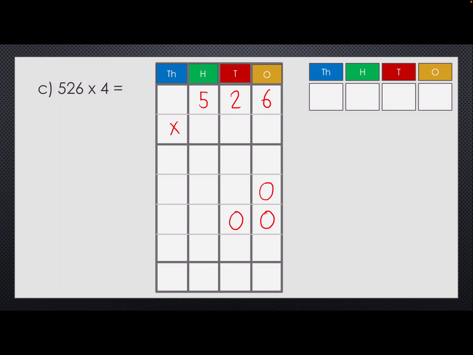526 times 4. 4 times 6. Well, 4 6s are 24. 2 6s are 12, and 24 is that doubled. 2 4s are 8, but it's actually 80, but I've already got the 0 in there. And 5 4s are 20. It's actually 2000, but I've already got 2 zeros in there. 4 add nothing is 4. 2 add 8 is 10. 0 add 1 is 1. And 2 is 2.